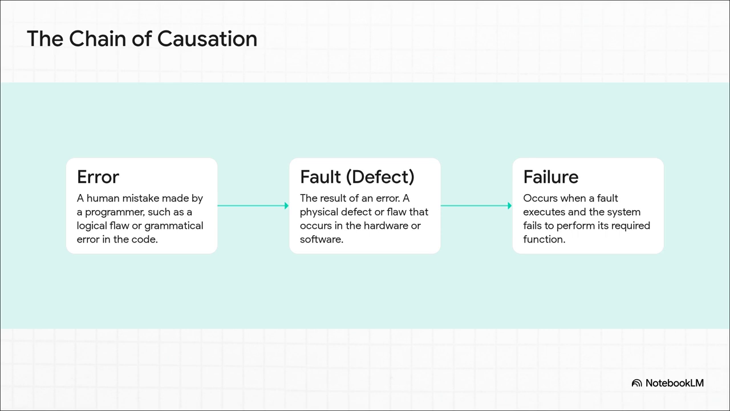Now, that error creates a fault, which you might also hear called a defect. Think of it like a hidden flaw, just sitting there in the code, waiting. And the failure? That's the part you see. That's the moment when that fault gets triggered and the system just doesn't do what you expect it to. So remember the chain. An error leads to a fault, which can cause a failure.